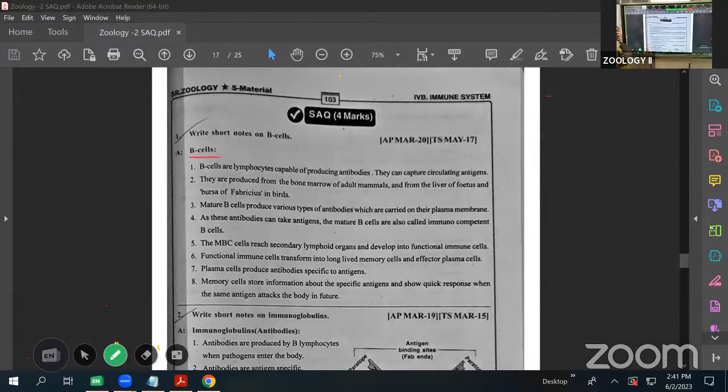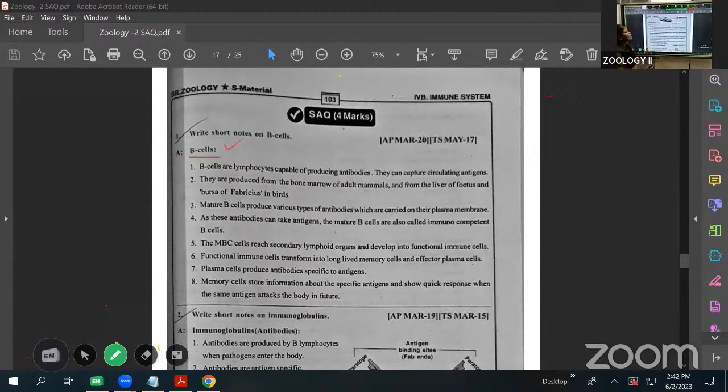These are one type of lymphocytes. Our blood has RBC and WBC. One type of WBC is called lymphocytes. The lymphocytes are of two types already, you know: B lymphocytes and T lymphocytes. B lymphocytes are also called B cells.